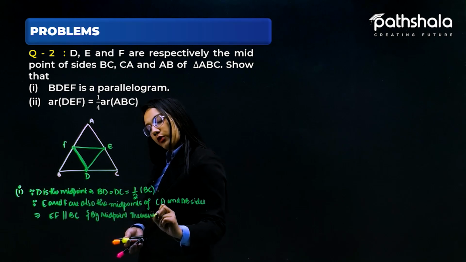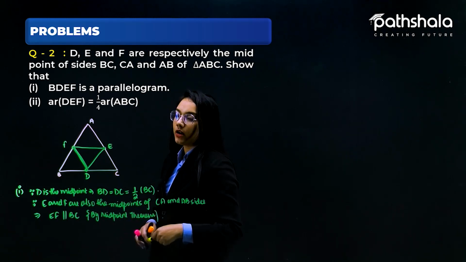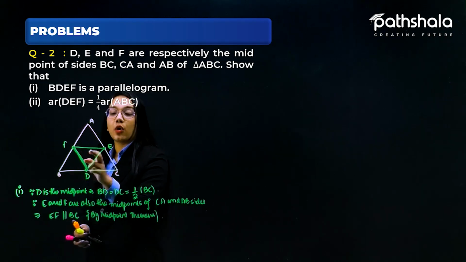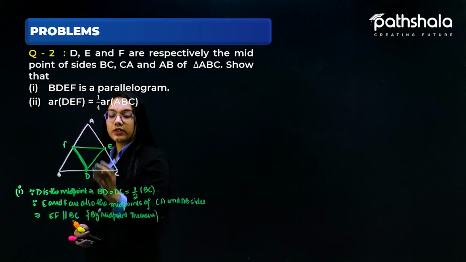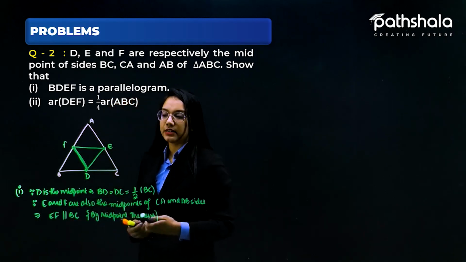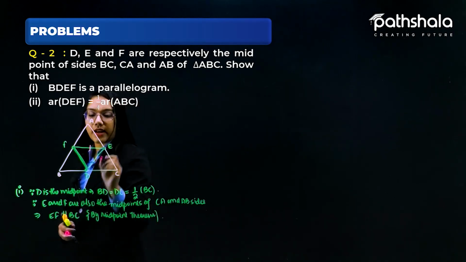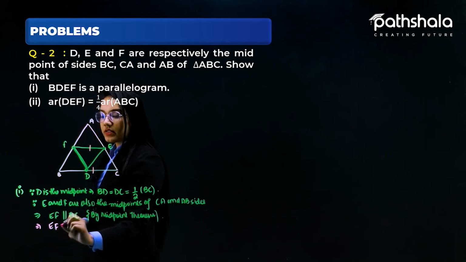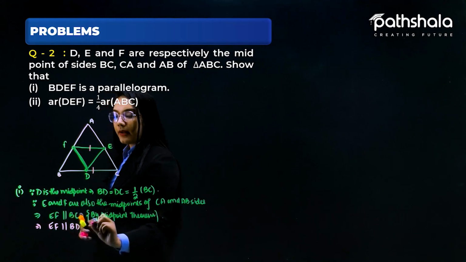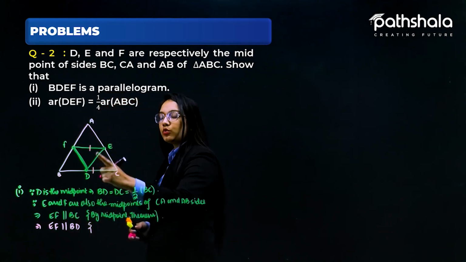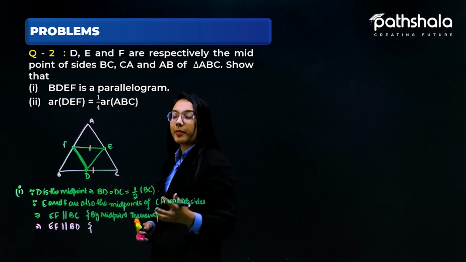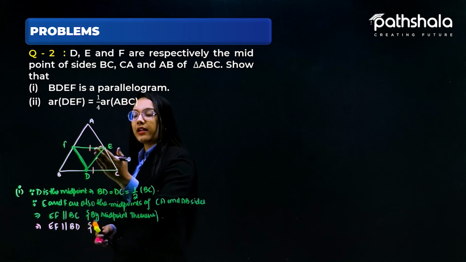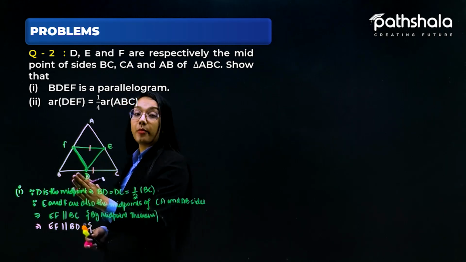We know about the midpoint theorem that whenever we have a line joining the midpoints of two sides of a triangle, then it is always parallel to the third side. Using this concept, I can say that this side is parallel to the whole side BC, and it implies that EF is parallel to BD. If it is parallel to the whole side BC, then it is also parallel to a part of it.